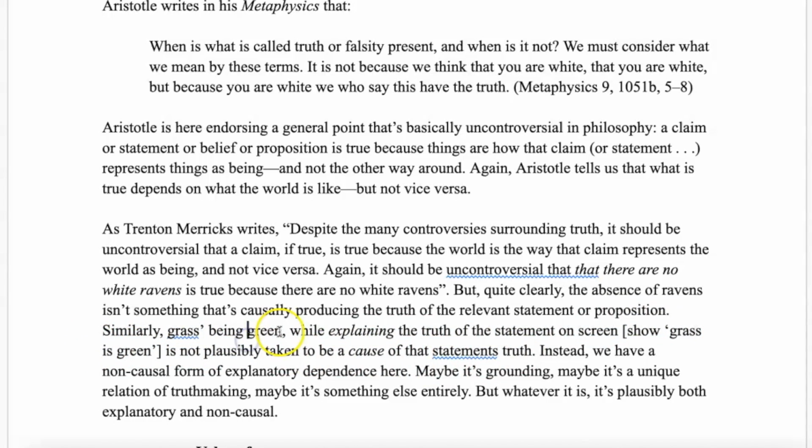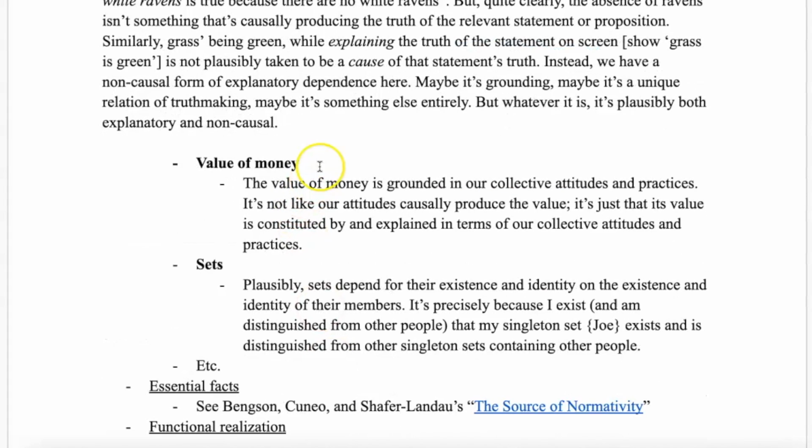Similarly, grass being green, while explaining the truth of the statement "grass is green," is not plausibly taken to be a cause of that statement's truth. Instead, we have a non-causal form of explanatory dependence here. Maybe it's grounding, maybe it's a unique relation of truth-making, maybe it's something else entirely, but whatever it is, it's plausibly both explanatory and non-causal. Here are two more examples of non-causal grounding-style explanations.